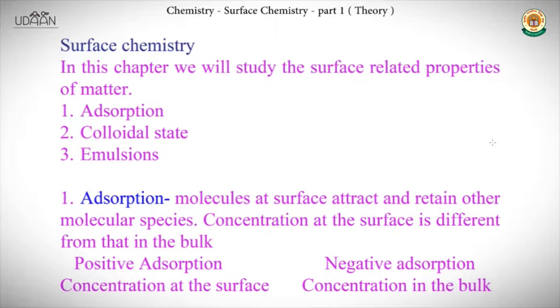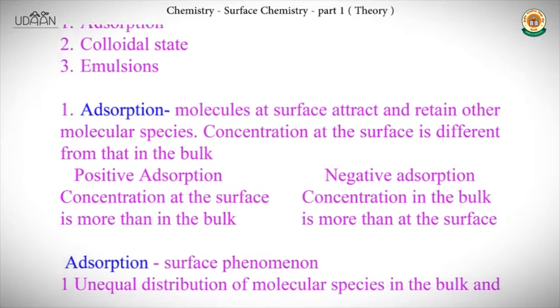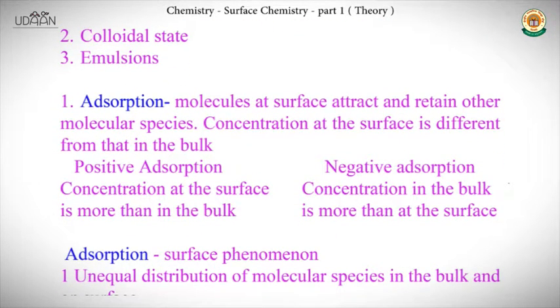What is adsorption? It's defined as the interaction of molecules at the surface. The molecules can be attracted to the surface or they can be repelled, but the interaction is with the surface. So the concentration might increase or decrease at the surface as compared to the bulk. If positive adsorption is taking place, then the concentration at the surface will be greater than that in the bulk, because the molecules will come and bond with the surface. So in positive adsorption, they accumulate at the surface. In negative adsorption, the opposite happens. They are repelled by the surface, so the concentration in the bulk is more than that at the surface.